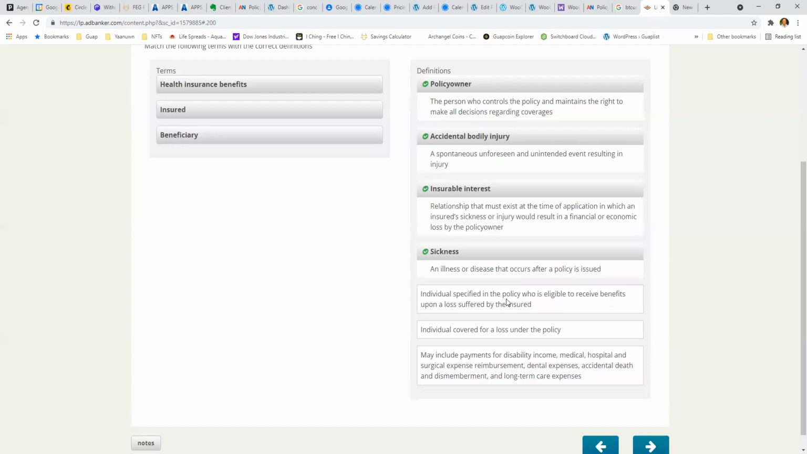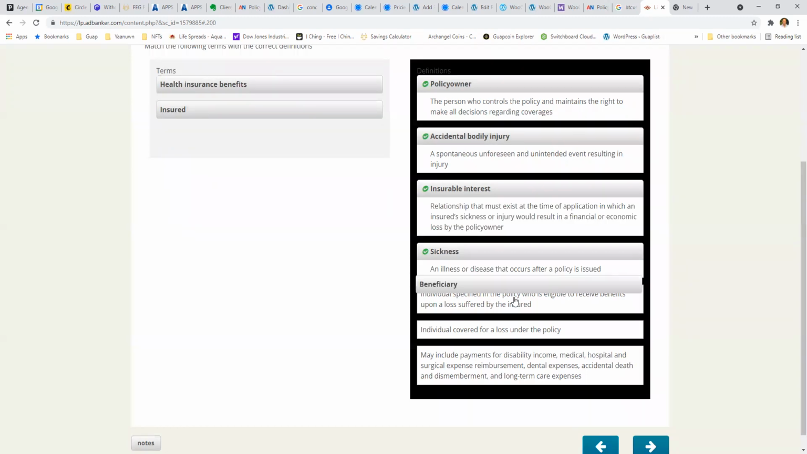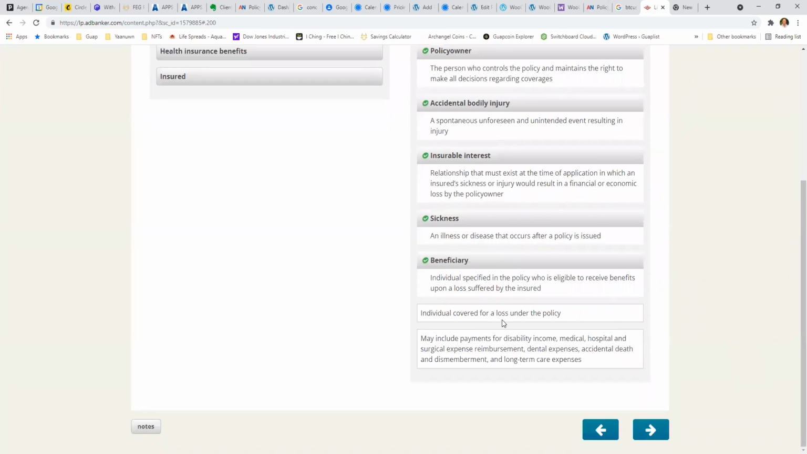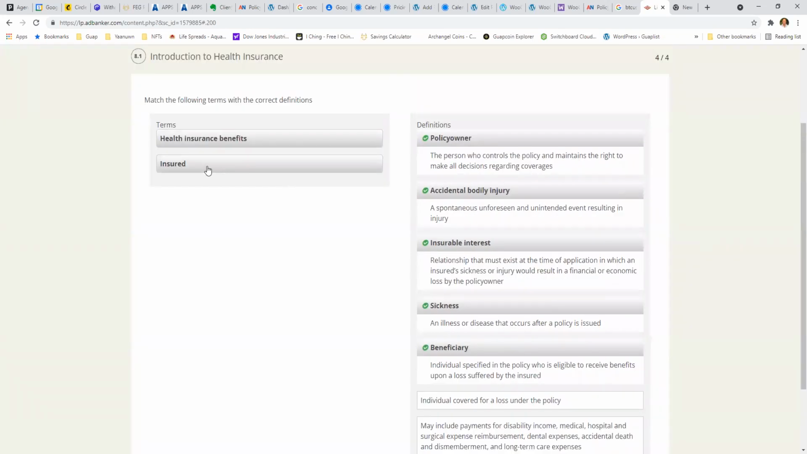The individual specified in the policy was eligible to receive benefits upon a loss suffered by the insured. Same as life insurance. So the person who will get the benefits if the insured suffers a loss. That should always be the beneficiary. Beneficiary is always the one who benefits. Individual covered for a loss under the policy. Insured? Yep.